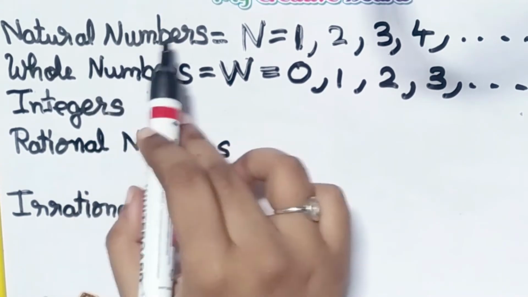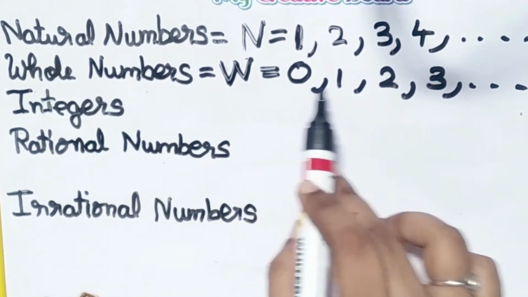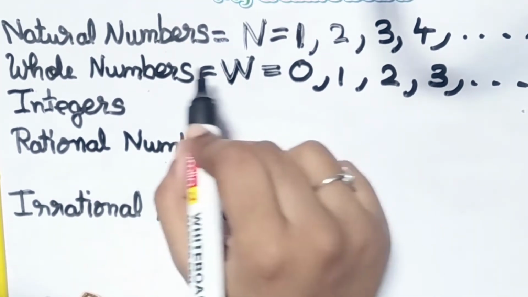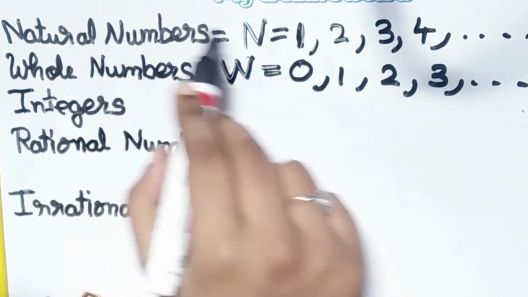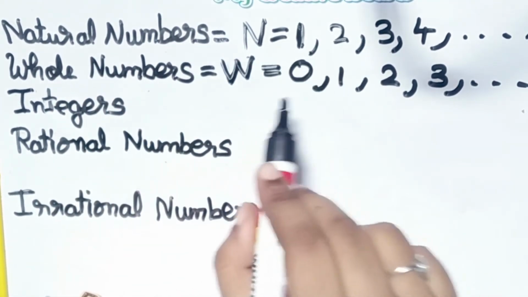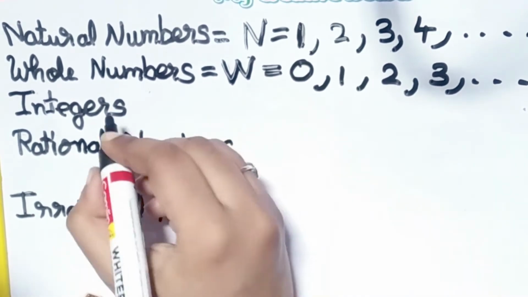So all natural numbers are also whole numbers, right? But whole numbers are not all natural numbers because see, 0 is a whole number but 0 is not in natural numbers. So 0 is a whole number, 0 is not a natural number. Okay, next we will see integers.